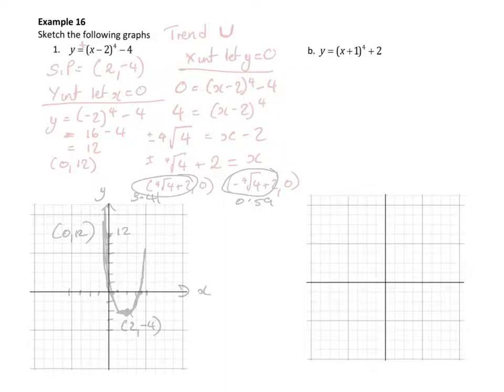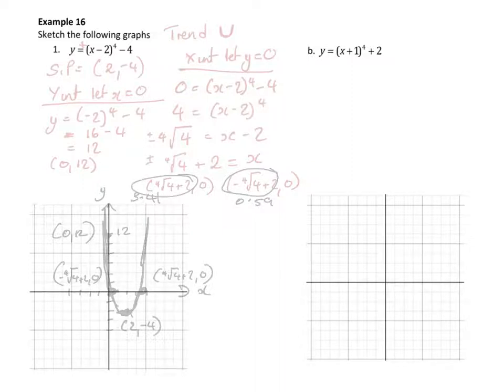I didn't manage to go through that very well, but you can see my graph looks something like that. This one is the 4th root of 4 plus 2 comma 0. This one over here is negative the 4th root of 4 plus 2 comma 0. And that is my quartic. Again, just try to emphasize that flatter base when you are sketching it.